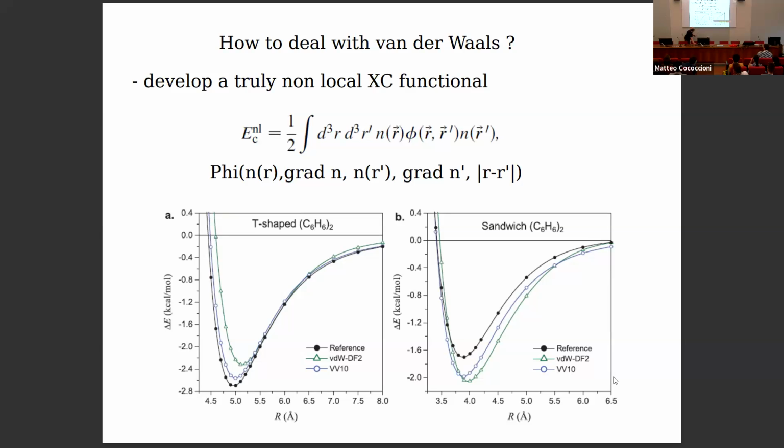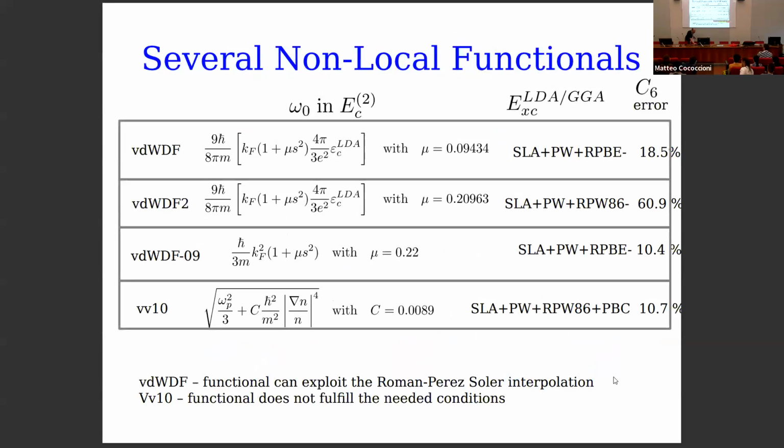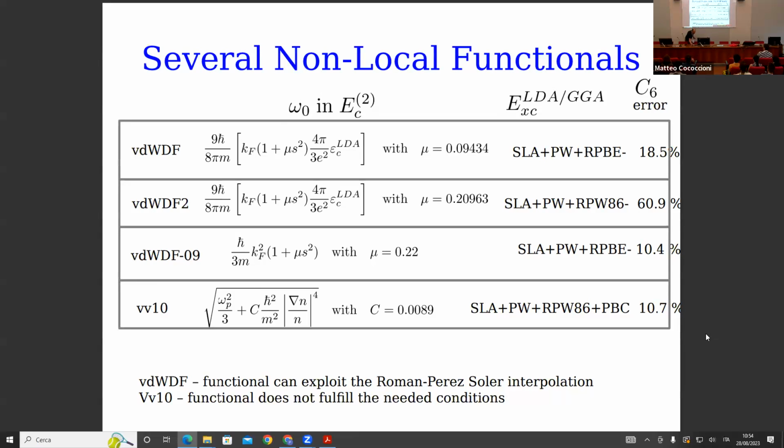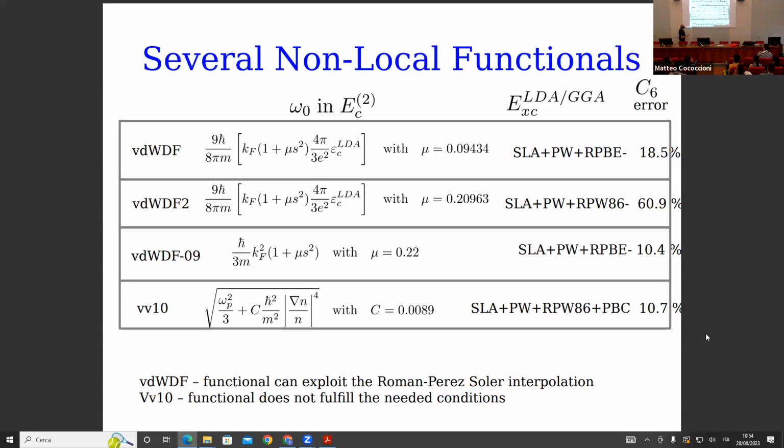So depending on how you approximate the omega 0, if you choose this approximation, then you end up with vdW-DF. Then if you modify some parameter, you end up with vdW-DF2, or another one, or VV10 has chosen other options. But basically, they are all based on that formula, just depending on how you describe the local polarizability in terms of this omega 0 and which approximation you make for this omega 0.